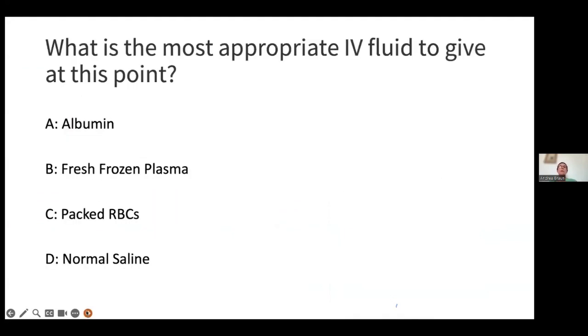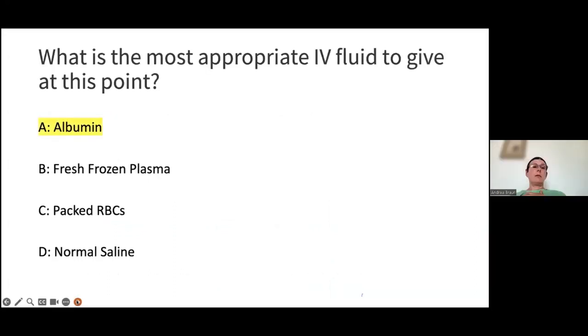And I'm gonna skip through this question. It's again asking about appropriate fluid, and it's albumin.